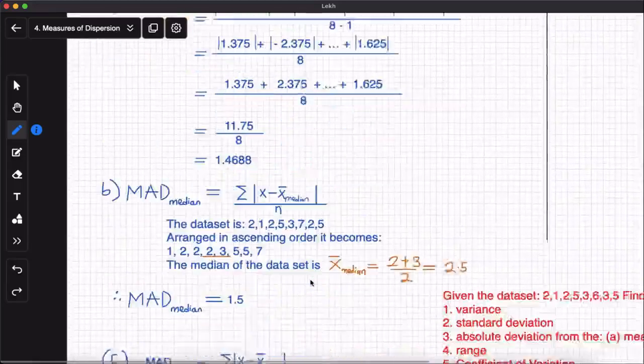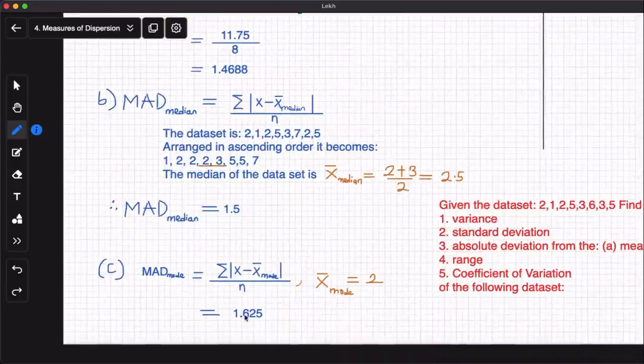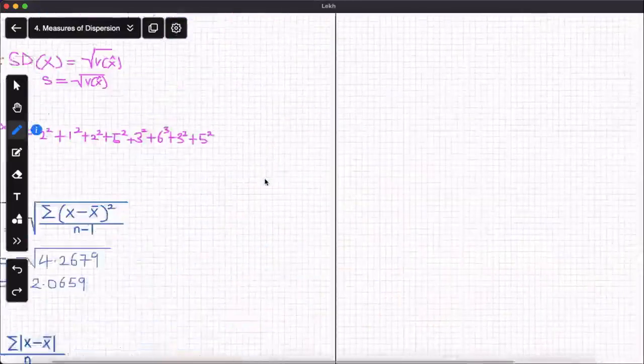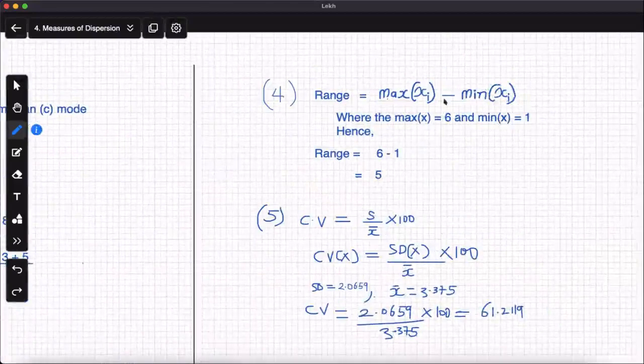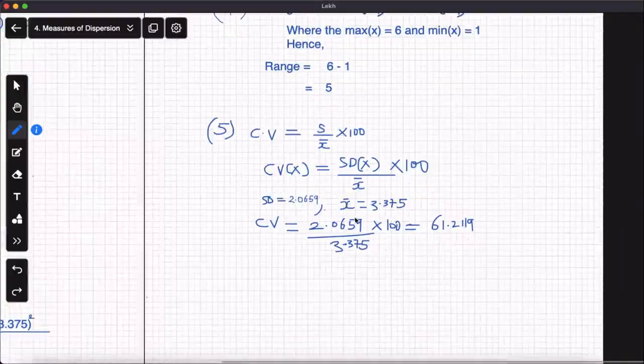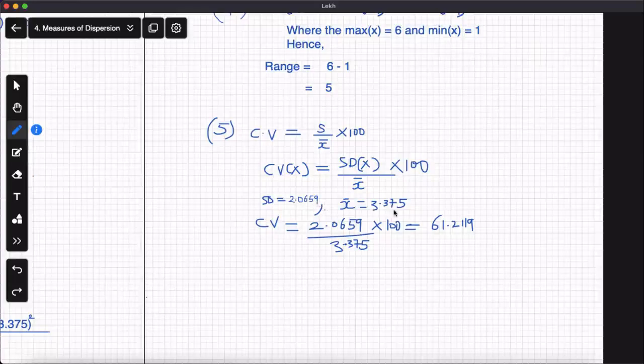Using a mode of 2, we will eventually obtain our mean absolute deviation to be 1.625. And our range will be 5, using the formula there. For the coefficient of variation, you just divide your standard deviation by the mean. The standard deviation is 2.0659, the mean is 3.375. You do that, then multiply by 100, and that will give you 61.2119%. So that's it.